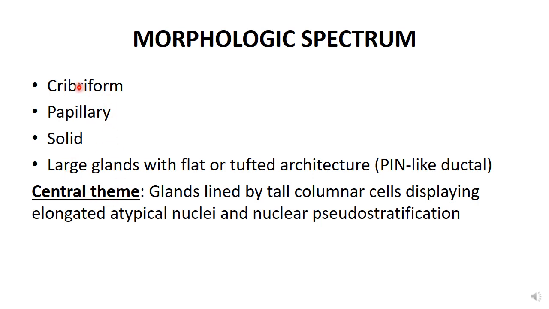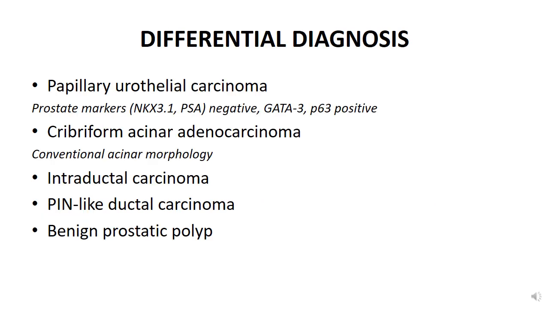The central theme for all morphologies is glands lined by tall columnar cells displaying elongated atypical nuclei and nuclear pseudostratification. The differential diagnosis will largely depend on the prominent morphological appearance of a particular case. If your tumor has a prominent papillary morphology, like our case number one, then papillary urothelial carcinoma will be a very important differential, and immunohistochemical markers are essential in that type of setting to confirm or exclude your diagnosis.